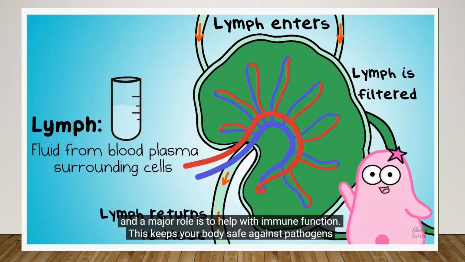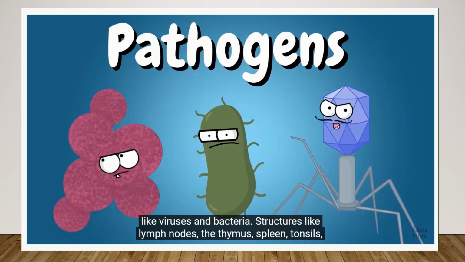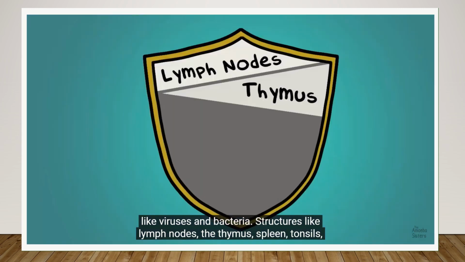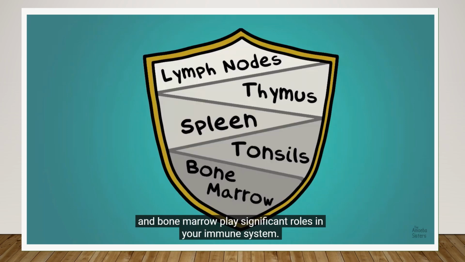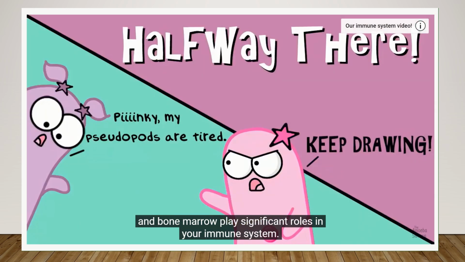This keeps your body safe against pathogens like viruses and bacteria. Structures like lymph nodes, the thymus, spleen, tonsils, and bone marrow, they all play a significant role in your immune system. Okay, so now we're more than halfway done with our intro, so hang in there.